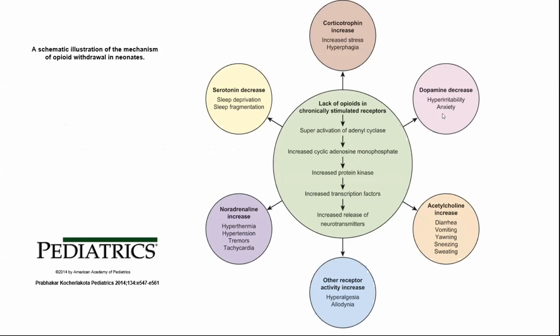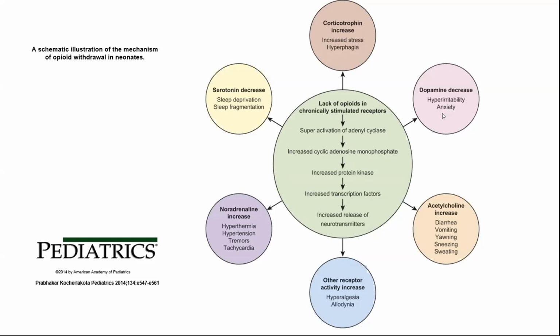So the middle talks about a lack of opioids in the chronically stimulated receptors. You get superactivation of the adenyl cyclase system, increased cyclic adenosine monophosphate, increased protein kinase, increased neurotransmitters. Those are a lot of things you don't have to know about, a little molecular, but what you need to know is where it goes in the arrows.